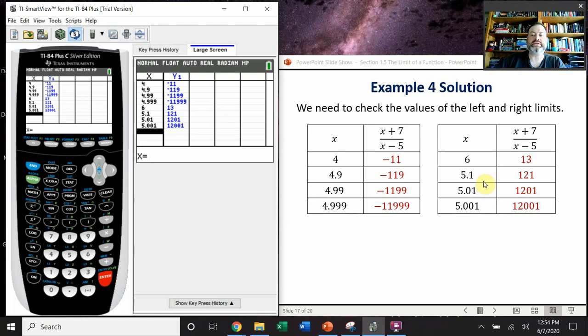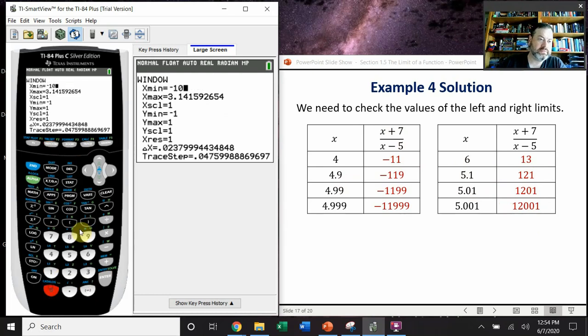So let's look on the right side now. So here we can see when we plug in 6, you get 13, and again, it's growing without bound. But these are different limits. These are negative numbers. So the limit on the left side is negative infinity because of the vertical asymptote. But on the right side, it's the same vertical asymptote, but the function is stretching the other direction, right?